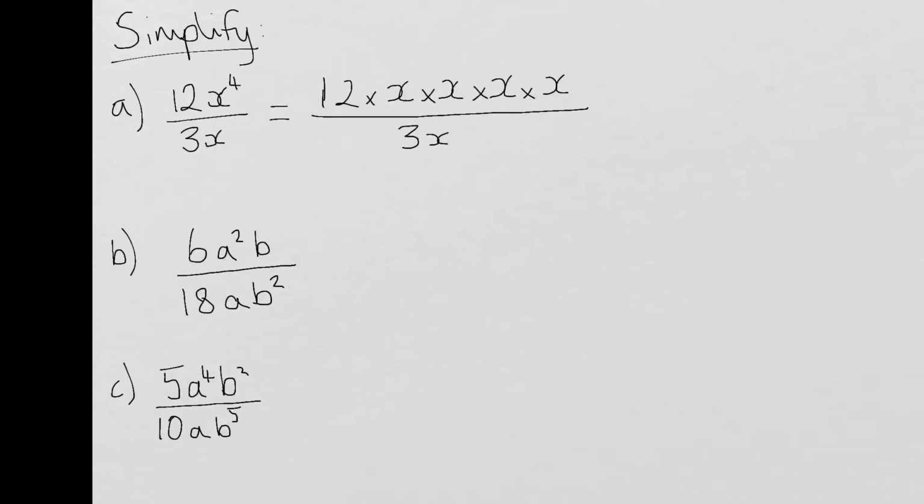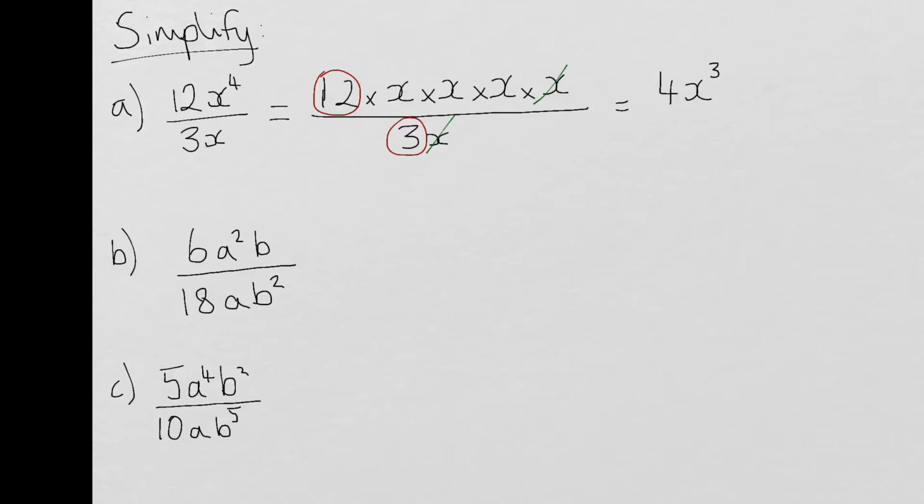So if I have a look at this here, let's start with numbers. Can I do 12 divided by 3? Yes, I can. That's going to give me a whole number, so that'll give me 4. And then if I have a look at my values for x, if I'm dividing the 4 x's by that one, I can cancel one of those out. And so I'm left with 4x cubed. I don't have anything left over in my denominator.